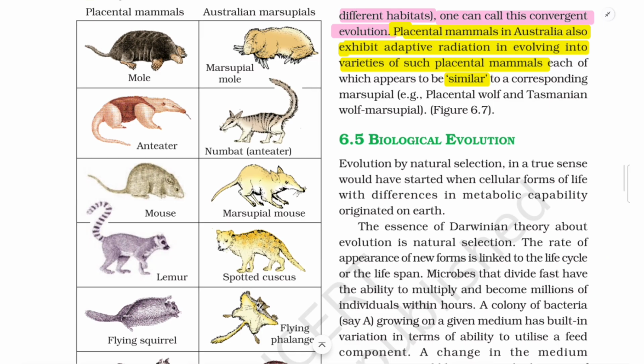Placental mammals in Australia also exhibit adaptive radiation in evolving into varieties of such placental mammals, each of which appears to be similar to a corresponding marsupial, example placental wolf and Tasmanian wolf marsupial, Figure 6.7.